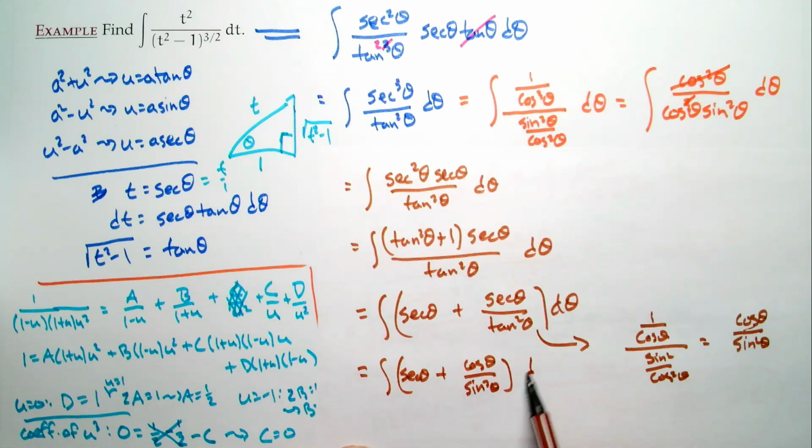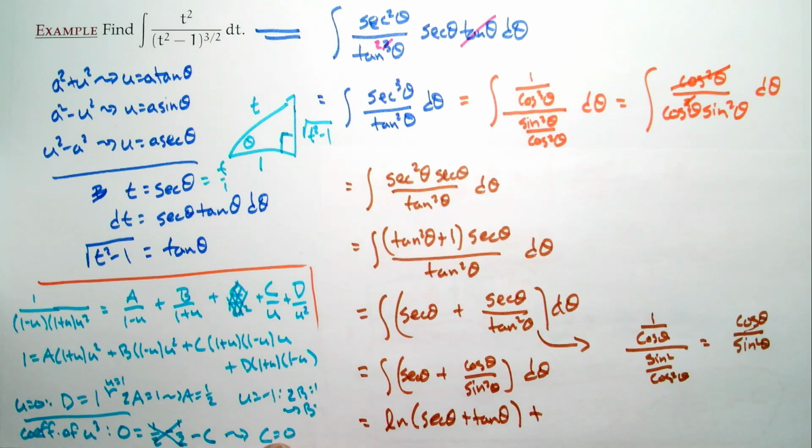Now, do we know how to integrate secant theta? Yes. It's natural log of secant plus tangent. Do we know how to integrate cosine over sine squared? Yes. How do you do that? You use substitution. u equals sine theta. Then we have du up on top. And what you end up with is the following. It's 1 over u squared. So it's actually going to be not plus, but minus 1 over sine.